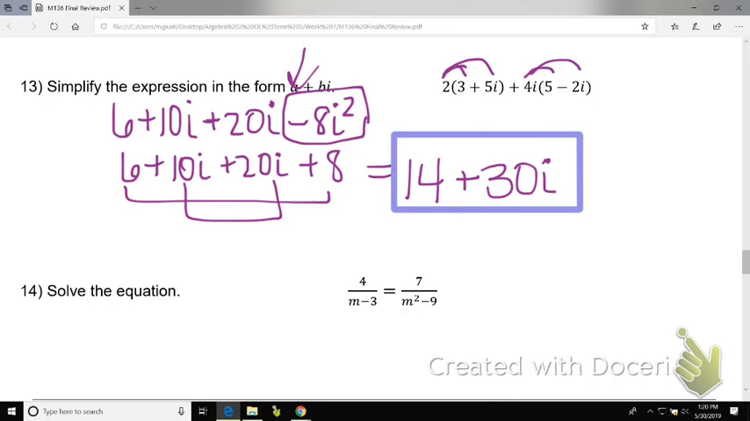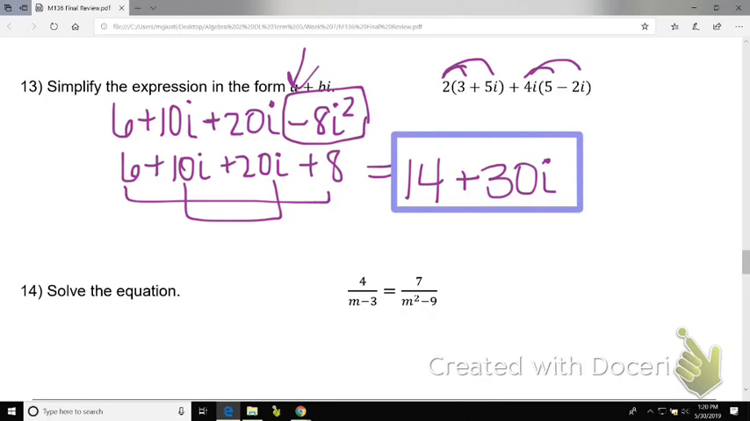14 plus 30i. That one's actually not too bad. Really what they're testing you on there is probably that i squared, just making sure that you remember how to simplify the negative 8i squared, making it positive 8, and then just combining like terms. Good?